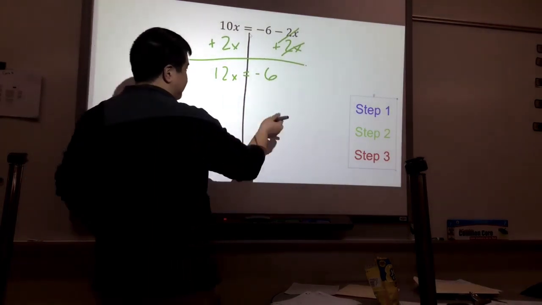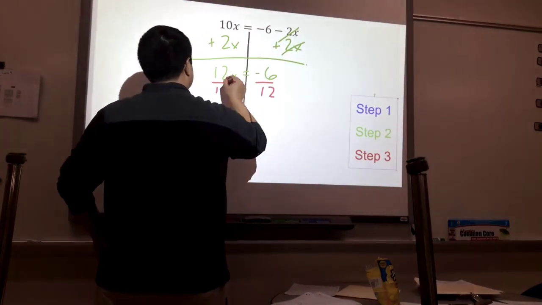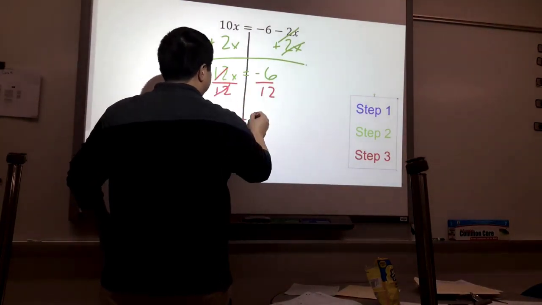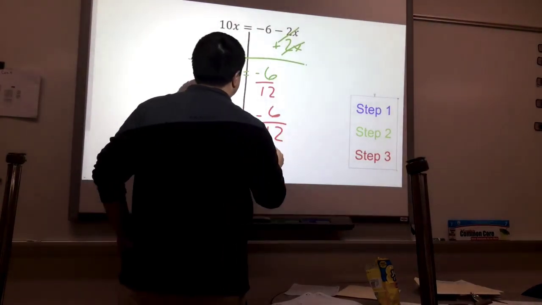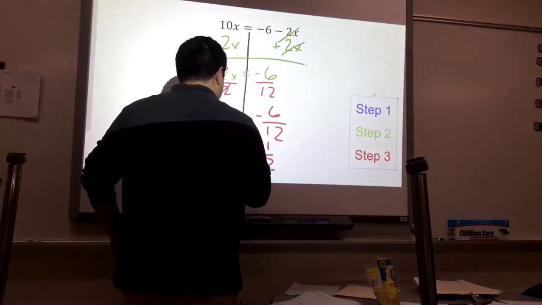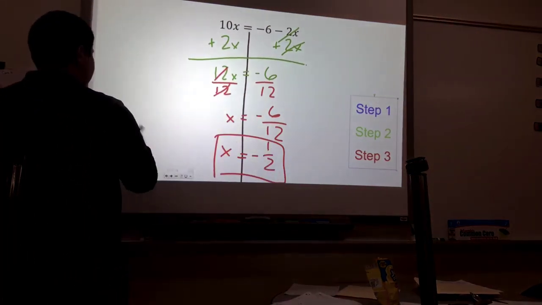12x, we are done with step 2. It was negative 6. We're going to divide it by 12 to get rid of that 12. We get x equals negative 6 over 12, which is the same thing as x equals negative 1/2. Well, negative 1/2 for x is our answer. Let's check it.